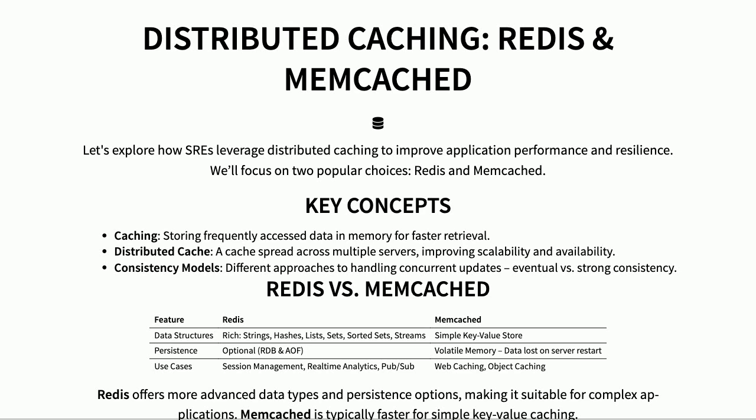We'll look at two popular options, Redis and Memcached. Redis is like a super-powered key-value store with lots of different data types and even persistence, meaning it can save data to disk if needed. Memcached, on the other hand, is simpler and incredibly fast for basic caching. It's great for things like storing images or user sessions.